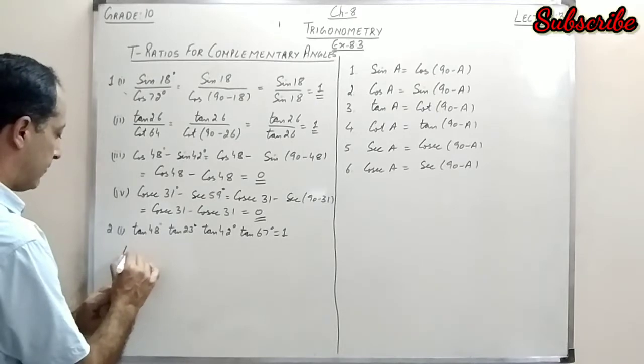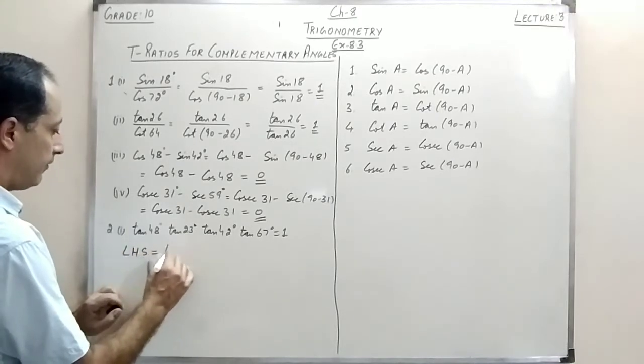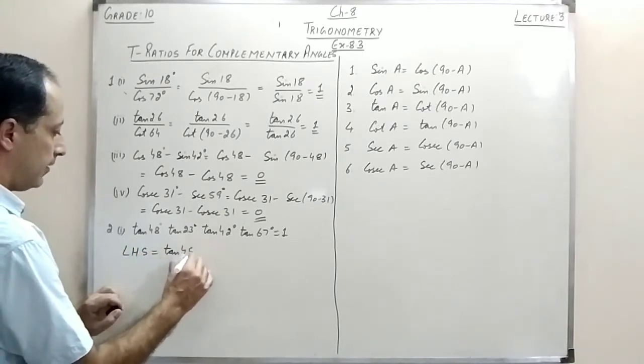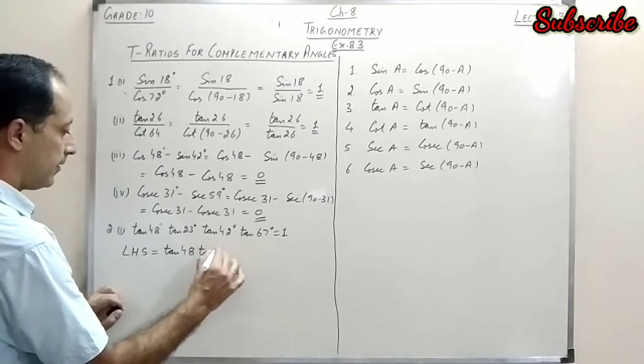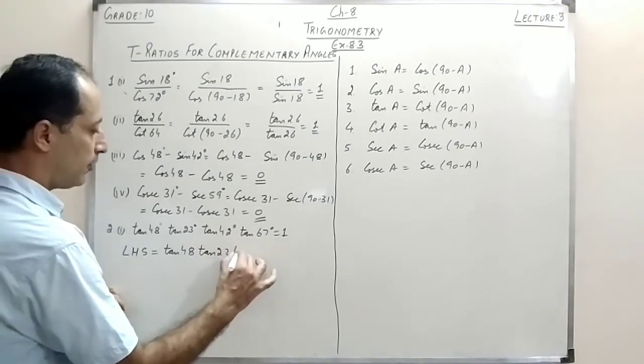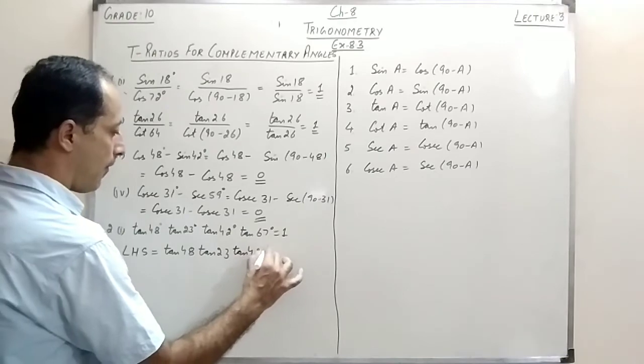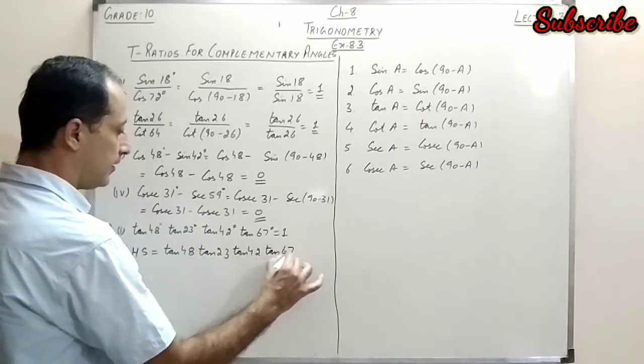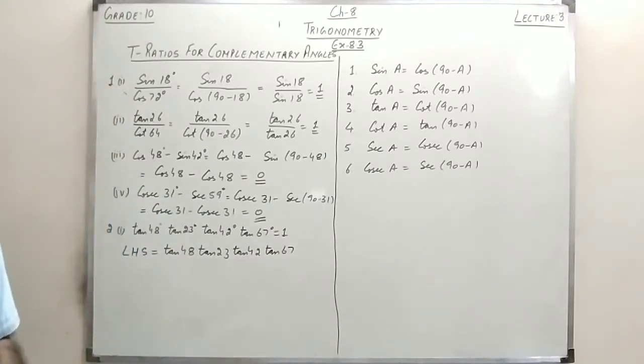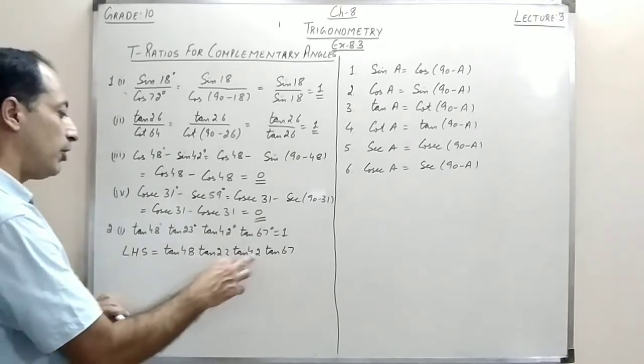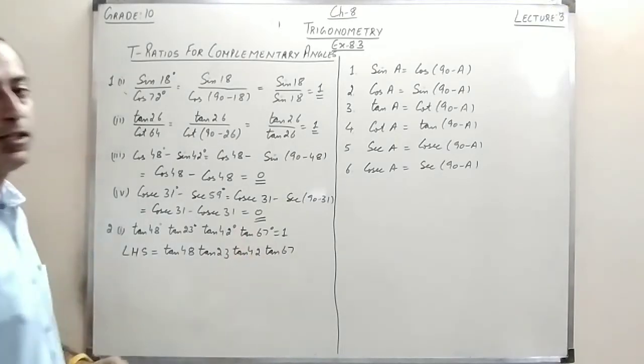I write LHS is equal to tan 48, tan 23, tan 42, tan 67. See, I want the answer as 1. It means somewhere these should cancel out with each other, and what will be left, since they are only in multiplication, the answer should be 1. So what I do, I make the pairs of the complementary angles. Now this 48 and 42 are complementary and 23 and 67 are complementary.